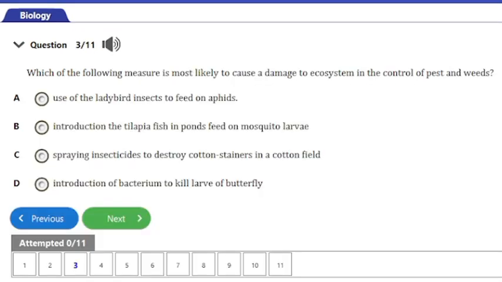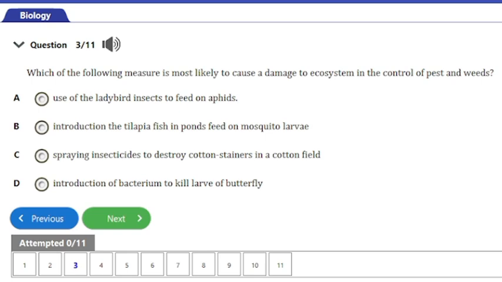Question number 3. It says, which of the following measures is most likely to cause damage to the ecosystem in the control of pests and weeds? We have options A. Use of the ladybird insects to feed on aphids, B. Introducing the tilapia fish in ponds to feed on mosquito larvae, C. Spraying insecticides to destroy cotton stainers in a cotton field, and D. Introduction of bacteria to kill larvae of butterfly. So guys, the answer to this question is option C here.